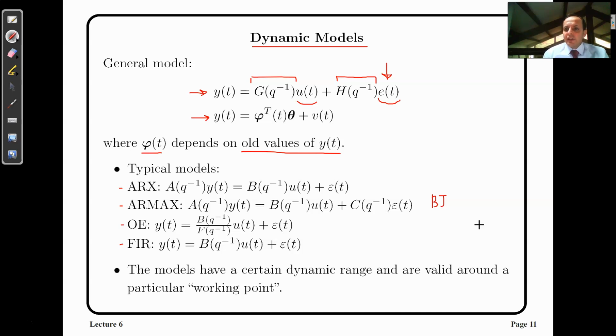The limitation of these models is that they have a certain dynamic range, and they are valid around what we call a particular working point of the system, because we are assuming that the system is linear, and so the validity of our models is limited to these prototypes.